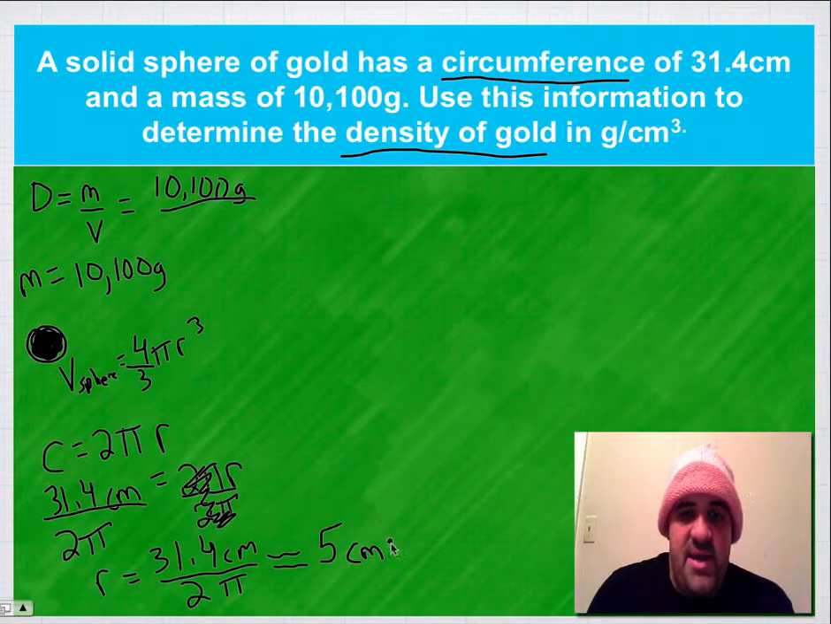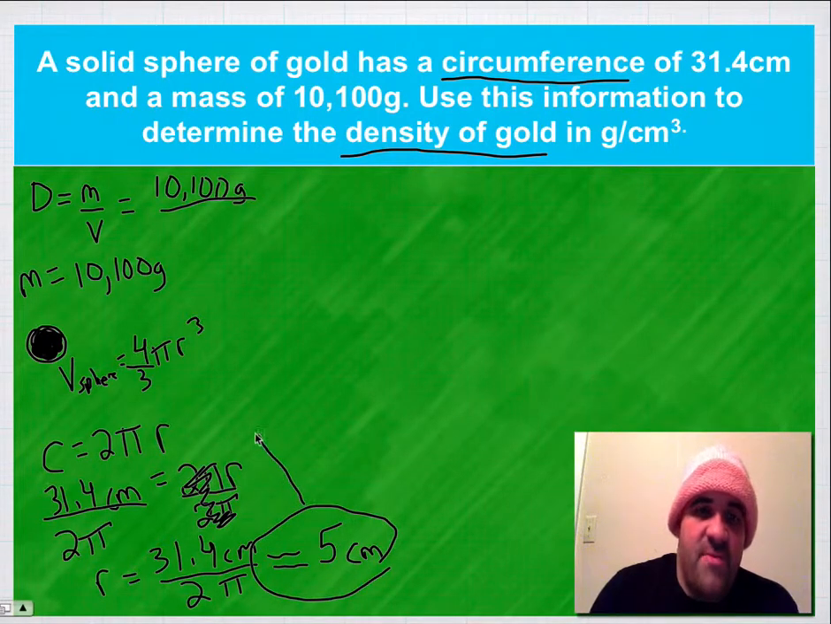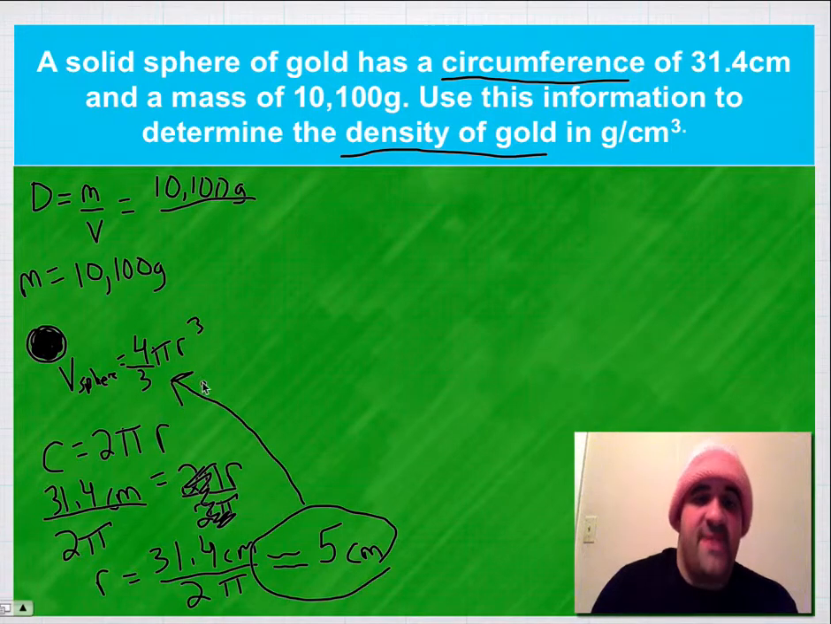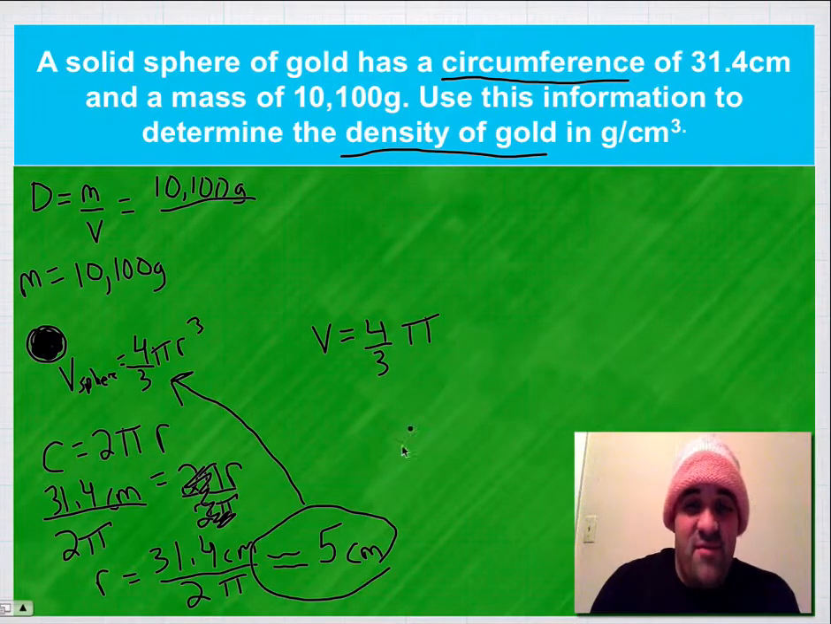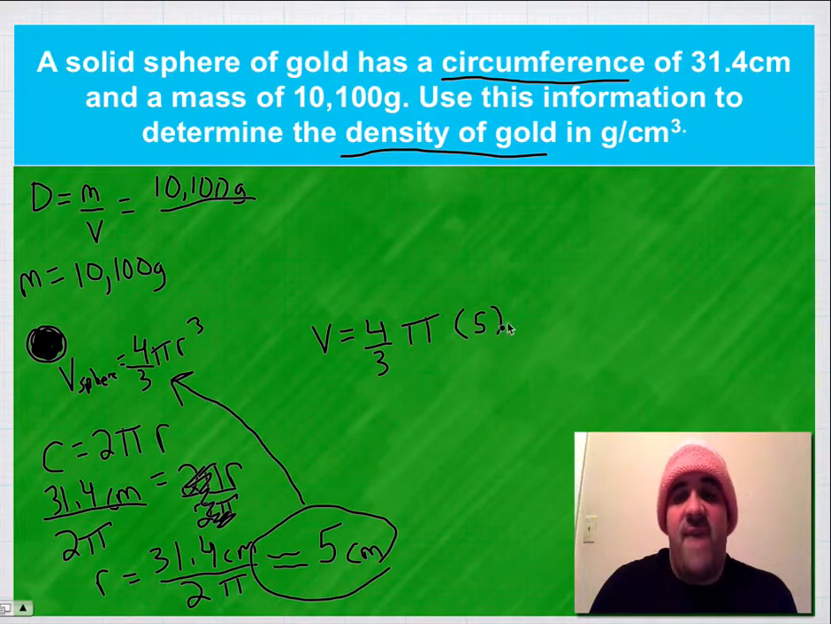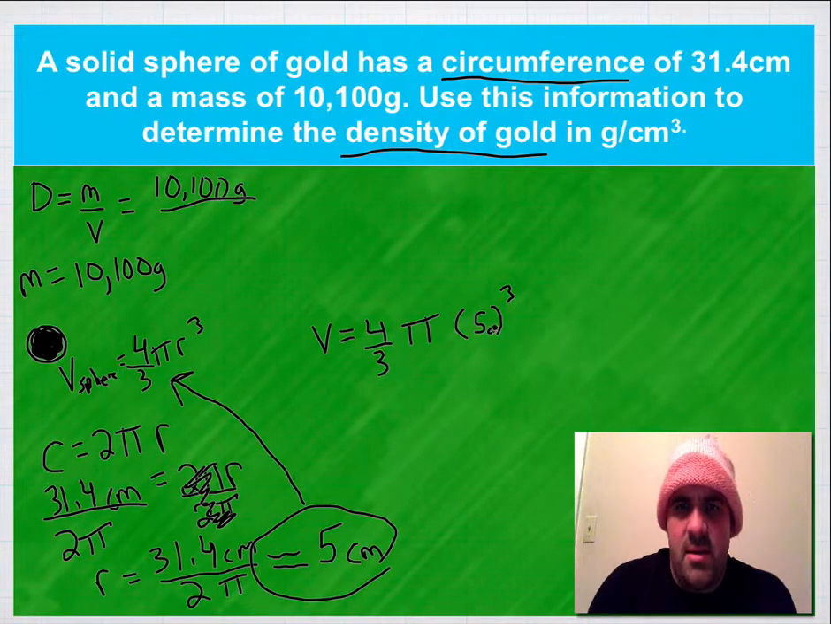Now I can use this radius value. I'm going to plug it into the formula for the volume of a sphere to figure out the actual volume that the sphere takes up. So volume equals 4/3 times pi times the radius cubed. The radius is 5 centimeters, so I'm going to plug that in, putting parentheses to make it clear that I'm substituting. And I don't want to forget my units there: centimeters.